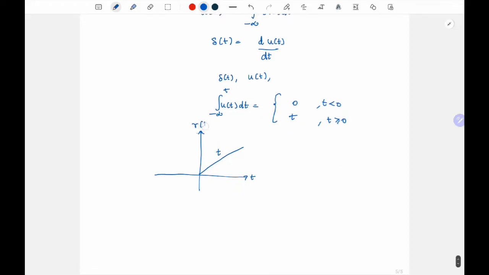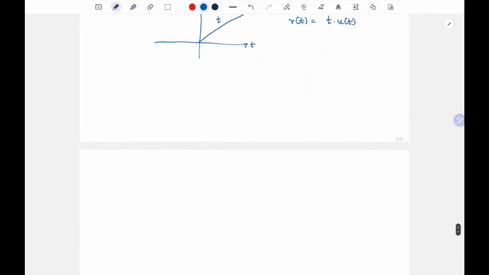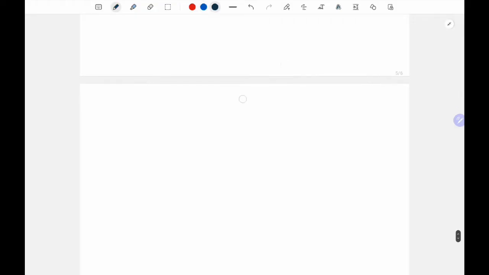I will denote it by r of t. So r of t is nothing but t into u of t, right? Because it is 0 for t less than 0 and it has value only for t greater than or equal to 0. And you can see it is ramping up, so it is called a ramp function. So this is all about the unit impulse and unit step functions, and we'll be using them in the next lectures. So next we'll see about the exponential function. So complex exponential.